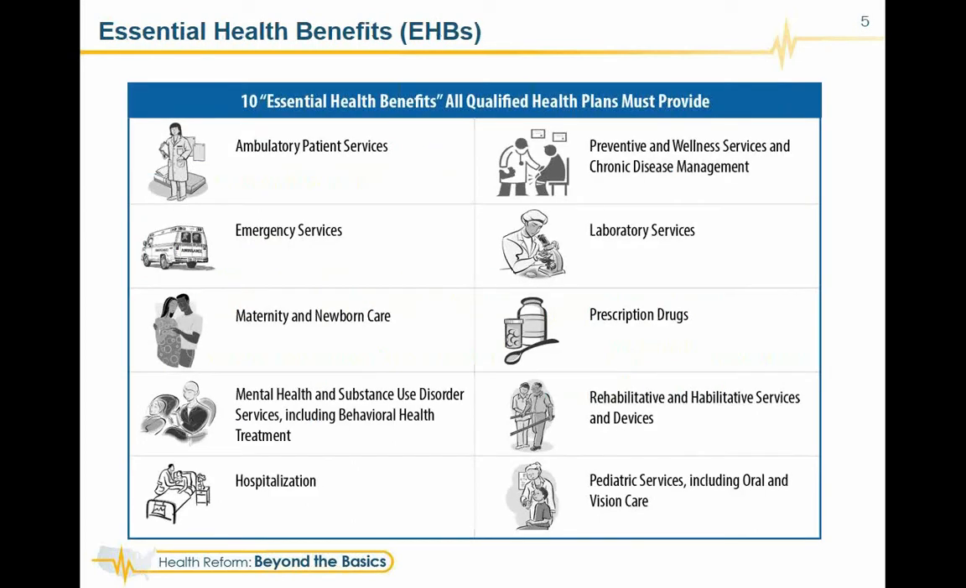So to review the essential health benefits, you can see here the 10 different categories that are part of the essential health benefits definition. These are the benefits that all qualified health plans have to provide, those in the individual marketplace. That includes emergency services, hospital care, lab services, prescription drugs, hospitalization, mental health, and substance abuse services, as you can see here.